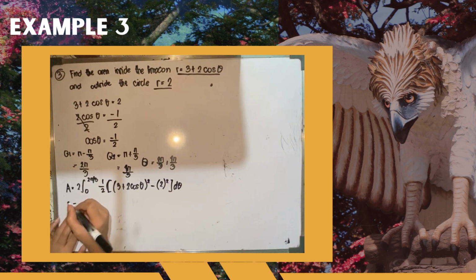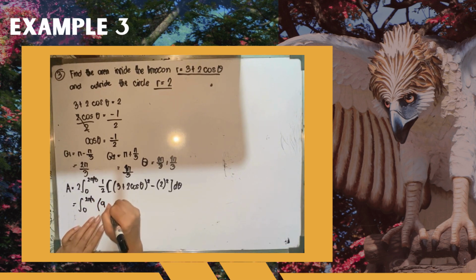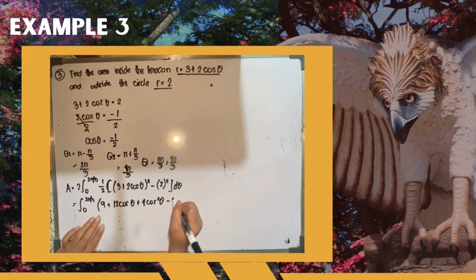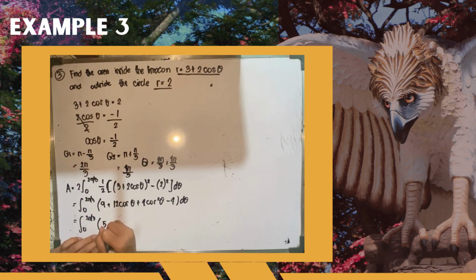Next, we have to simplify the constants. So we will get the integral from 0 to 2 pi over 3 of 9 plus 12 cosine theta plus 4 cosine squared theta minus 4 d theta. Now, we combine like terms. We will get area is equal to the integral from 0 to 2 pi over 3 of 5 plus 12 cosine theta plus 4 cosine squared theta d theta.